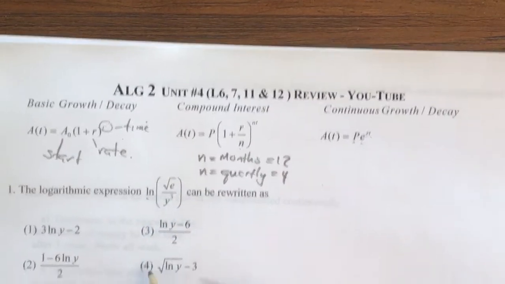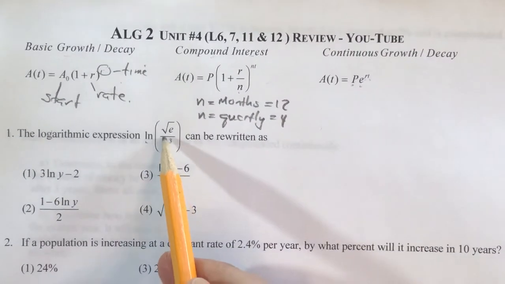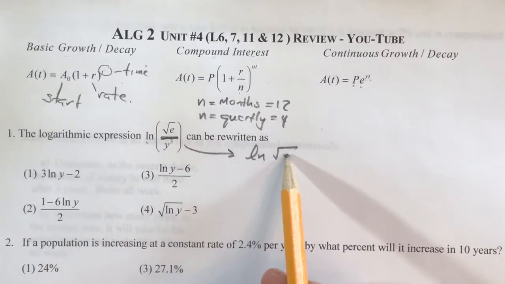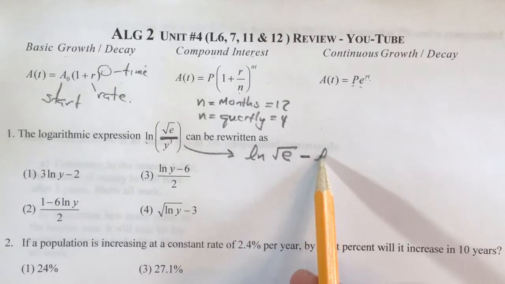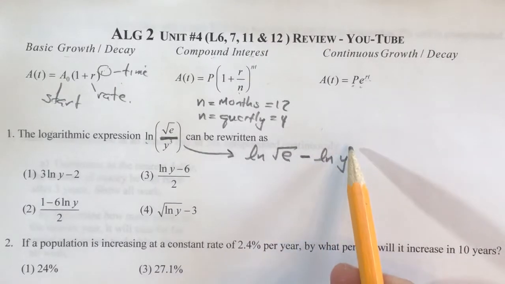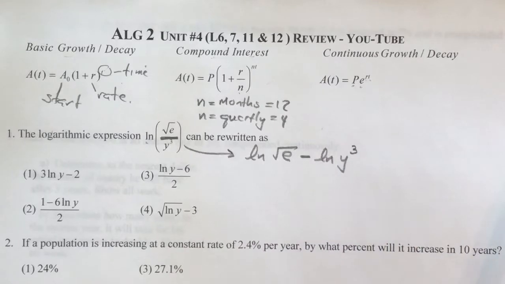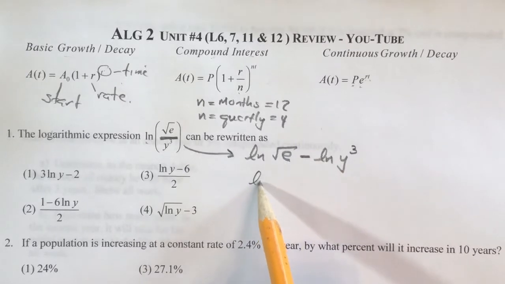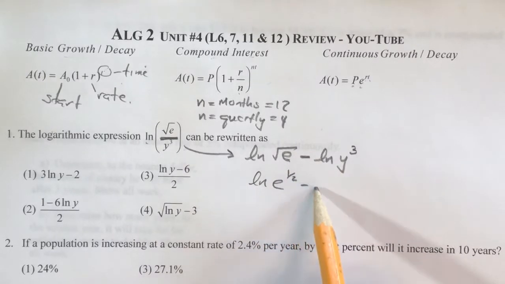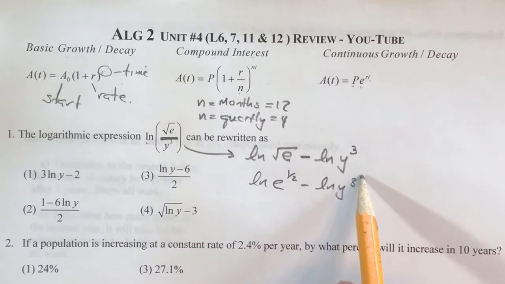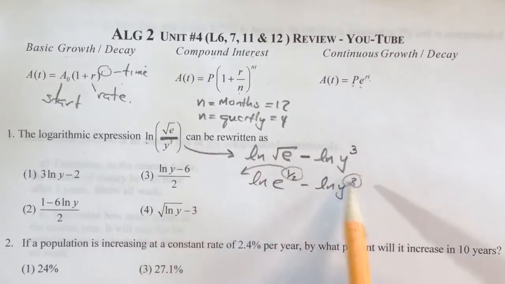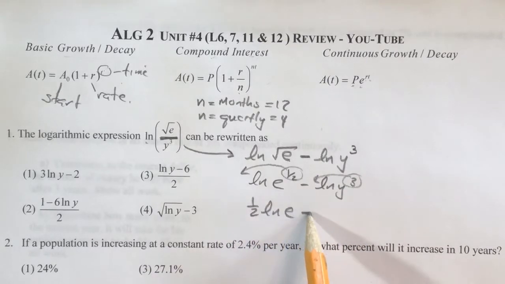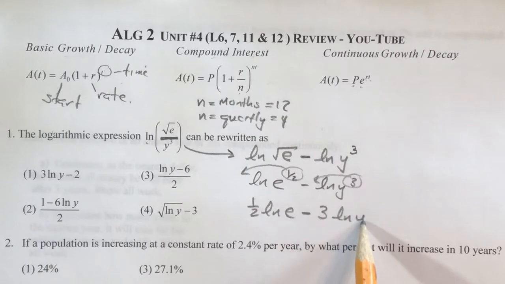So the three laws of logs still apply. And I'm going to say, hey, division is going to turn into subtraction. So I'm going to say, hey, the natural log of the square root of e minus the natural log of y cubed. It's a cube, right? Yeah. All right, and then I'm going to say, hey, that's really the natural log of e to the half power. And now I'm going to use my power rule. I'm going to move those numbers in front. So I'm going to get 1/2 natural log e minus 3 natural log y.